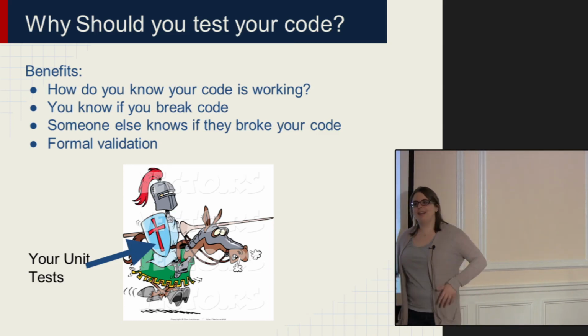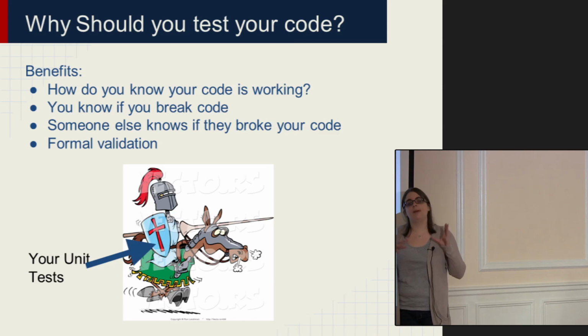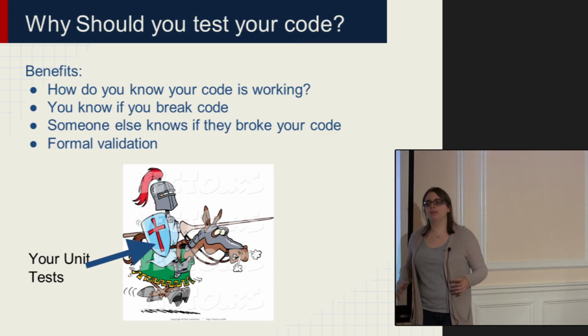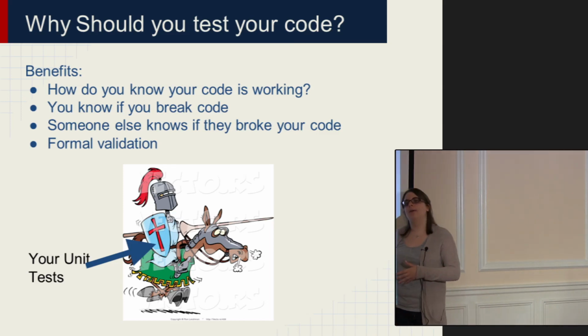Next, somebody else knows if they broke your code. As Joe mentioned, the Rosetta community is really big. People are committing code pretty frequently. And we actually run the unit tests on a test server anytime somebody commits new code to Rosetta. So what's important about that is somebody else can know if their change might have affected your change.